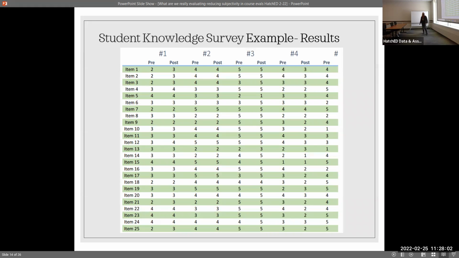This is an example, just a randomized sample of what the printouts can look like. In this particular knowledge survey, I had 25 items, and students were anonymized by number, 1 through 30, 36 or 38, whatever I had that year. And the pre and post scores for each student were placed in a column. I'll show you how I used this data in just a moment.